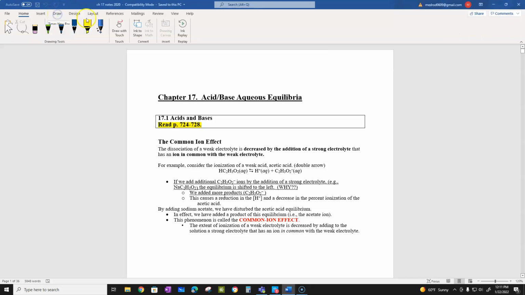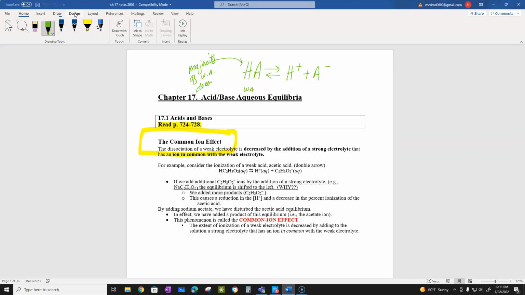All right, here we go. Common ion effect. This is big. We already know that acids dissociate. Now, if it's a weak acid, we know it partially dissociates. We'll get our hydrogen, we'll get our anion. But remember, the majority of the weak acid doesn't dissociate.